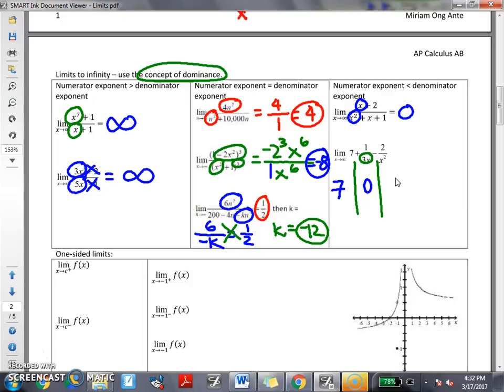Let's look at the last part. 2 over x squared. Which one's greater, 2 or x squared? X squared is greater. Okay? So if the denominator is greater, the limit is 0. The last part here is you just put them together with the plus and the minus following through. 7 plus 0 minus 0 is just 7.